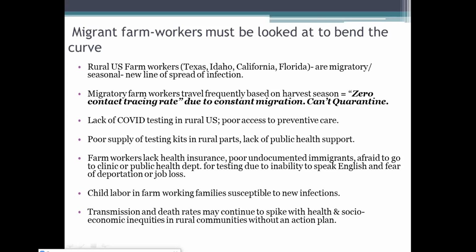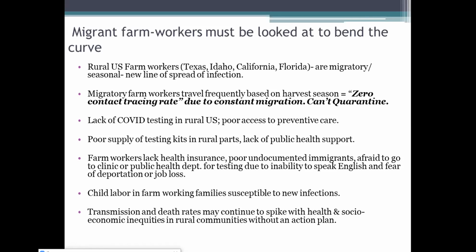go to any clinic or any public health department for a basic testing or a checkup, because they fear that if they go into a public health department or a clinic like ours for a testing, they might get deported, or they might be told to not work, papers might be taken away. So that's a huge fear factor in agricultural farm workers of actually going for a testing. Another thing is that they're unable to speak English, so sometimes that's another barrier to care.